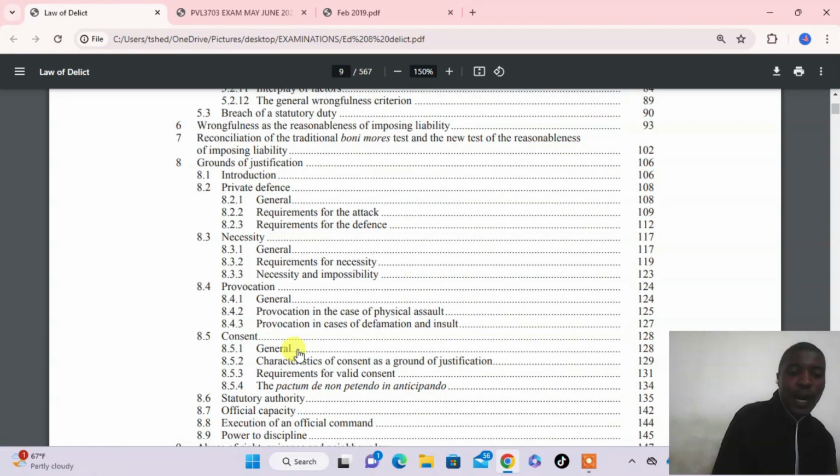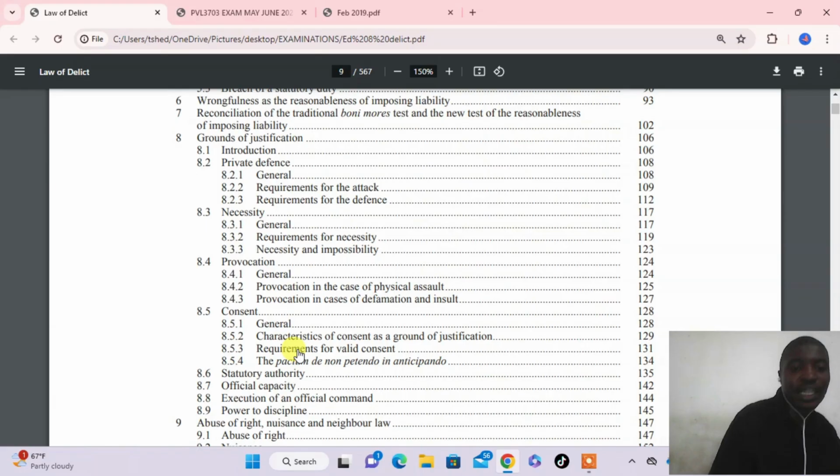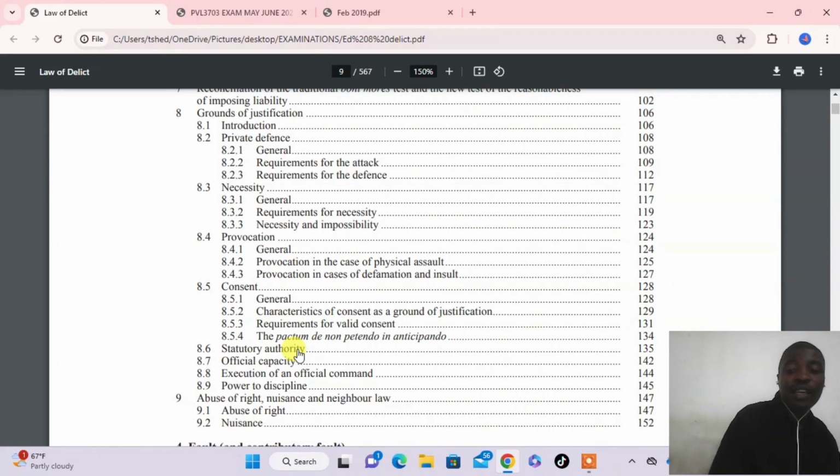If someone pointed a gun at you at the bar, and you fail to take action when he pointed the gun, then later on you go to that person's house and you kill that person, that is revenge. It's not private defence. You cannot rely on private defence. However, if someone pointed a gun at you, then you take out your gun and shoot that person, it's private defence.